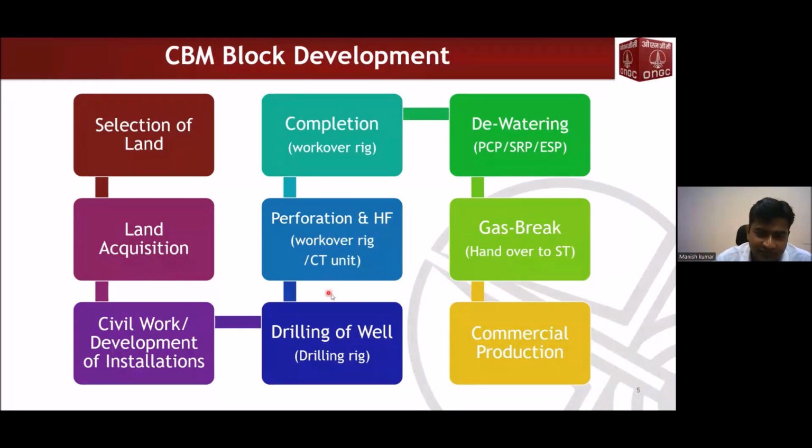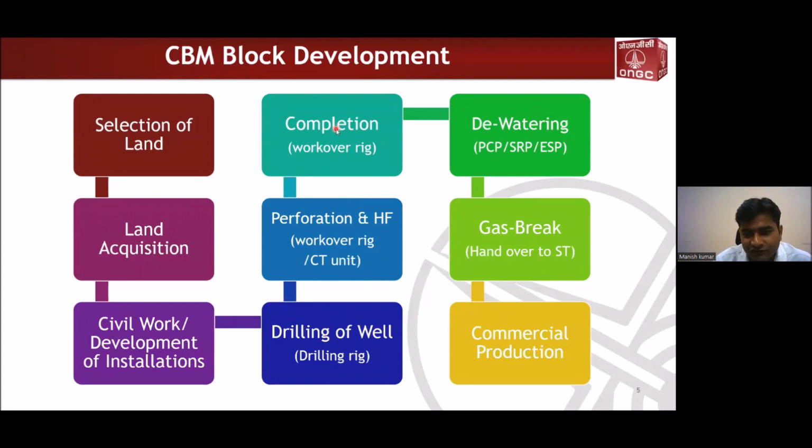So for this, after drilling of the well, the drilling rig is released and the well is handed over to the well services. And after that, well services, with a workover rig or through conventional methods or charter hiring of CT unit and HF unit, do the perforation and HF. And further, the completion is done through a workover rig, which is not common in conventional wells.